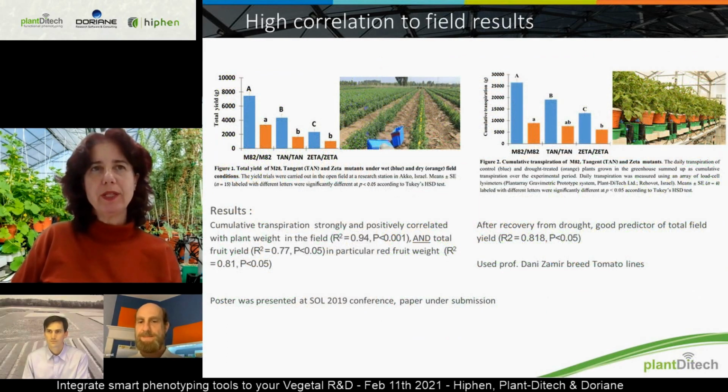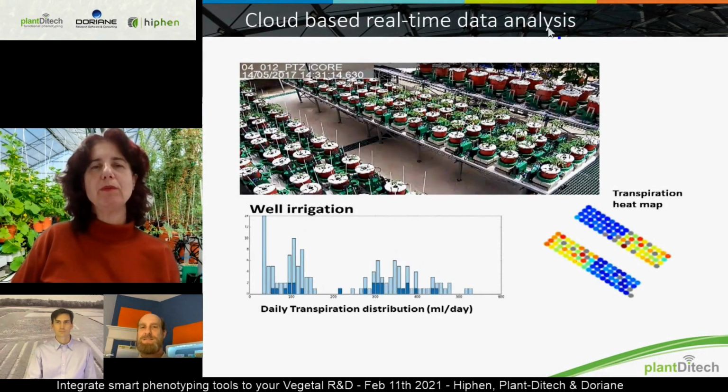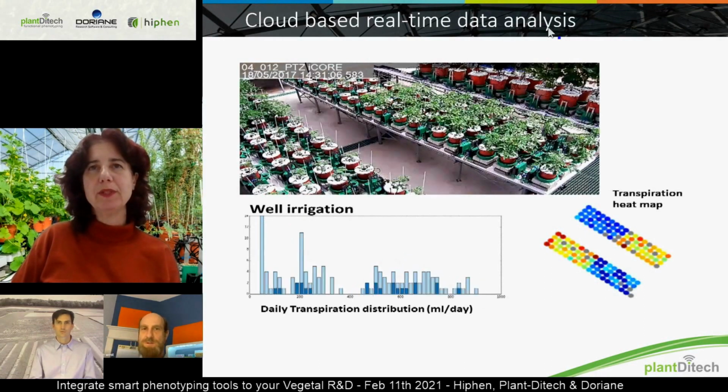Comparing PlantArray measured functional traits with field yield results demonstrated a very high correlation of 0.8 to 0.9 R-square. With real-time cloud-based analytics, the data is gathered while the plants are growing, and knowledge is generated within days, as plants are being measured and analyzed at the same time.